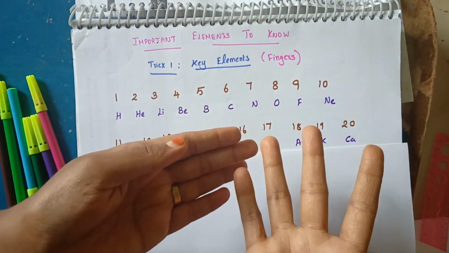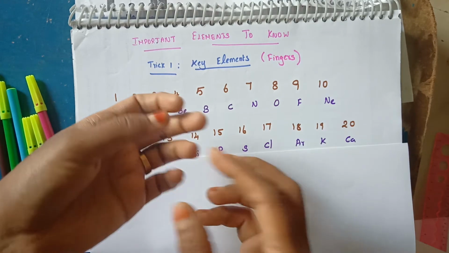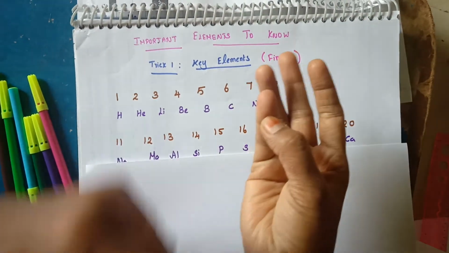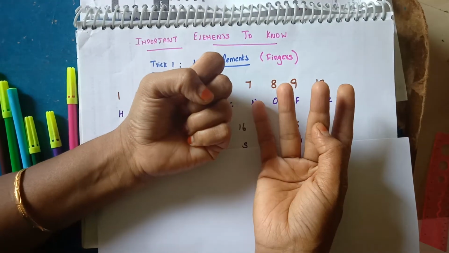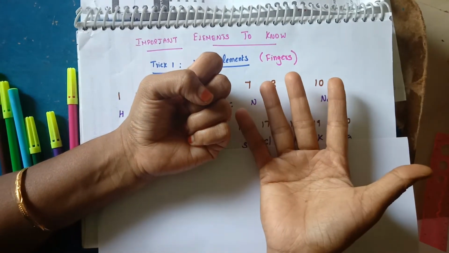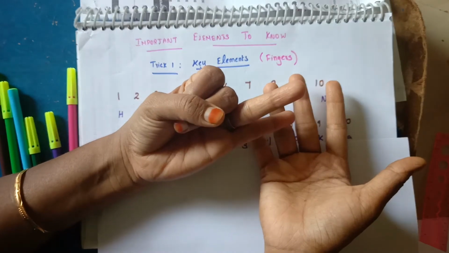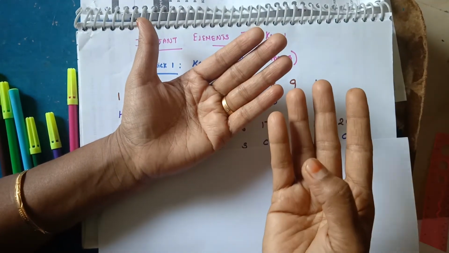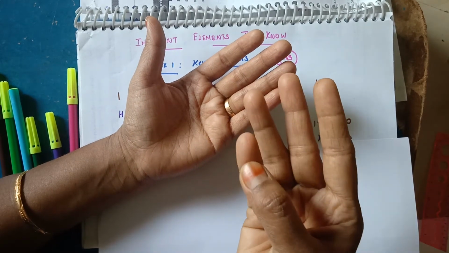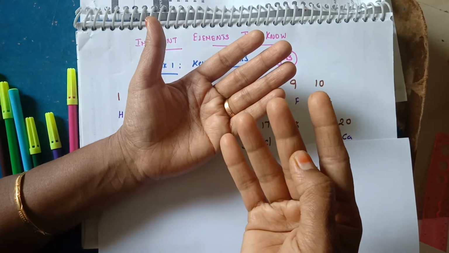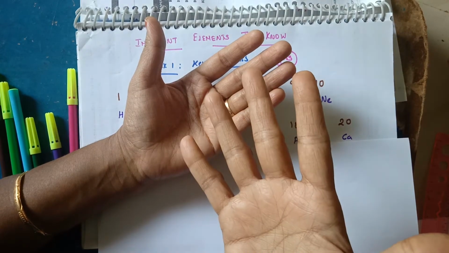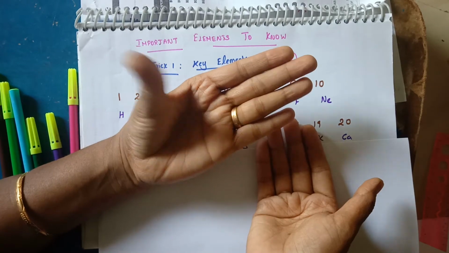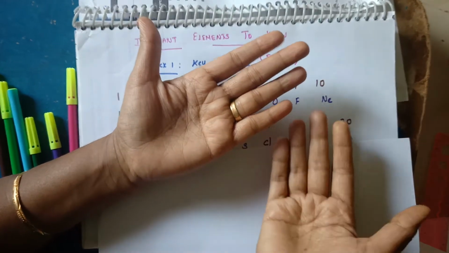So if you study the first 1 to 20 elements, it is easy to go on your fingers. Hydrogen, helium, lithium, beryllium, boron, carbon, nitrogen, oxygen, fluorine, neon. Next again 11 to 20: sodium, magnesium, aluminium, silicon, phosphorus, sulfur, chlorine, argon, potassium, calcium. So that is elements 1 to 20.